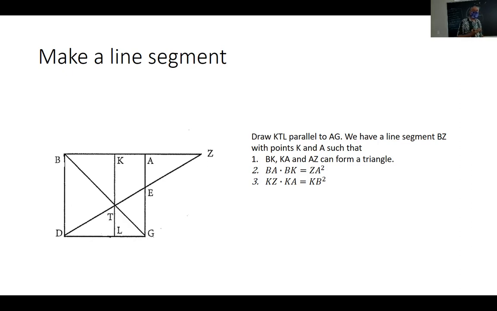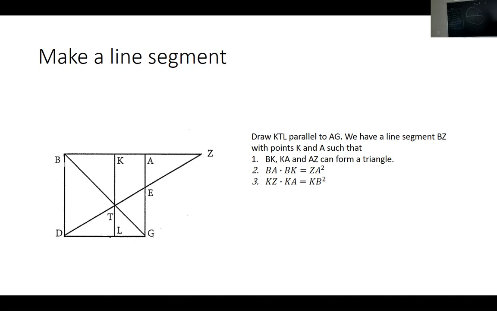And Archimedes proves three things: that the three subsegments can form a triangle. How can that be? Well, that can be as long as the biggest length is not bigger than the sum of the other two, right? Because it has to satisfy the triangle inequality.